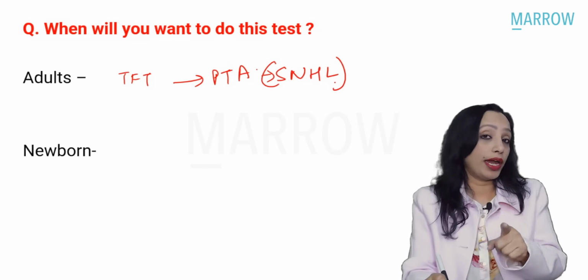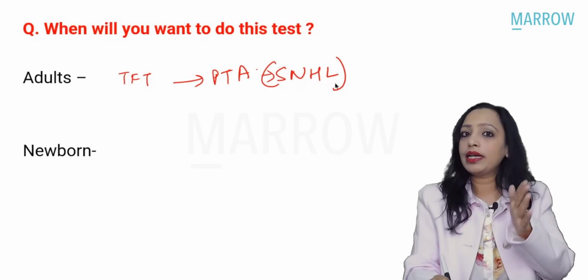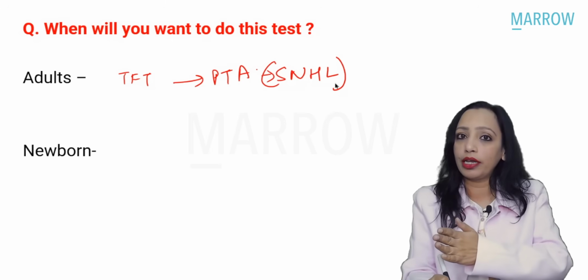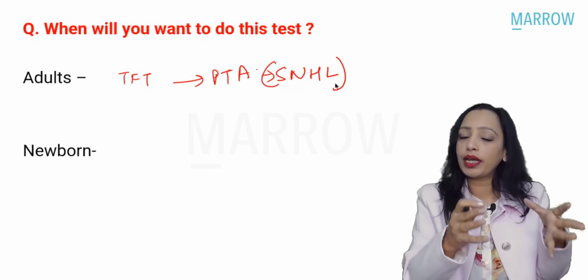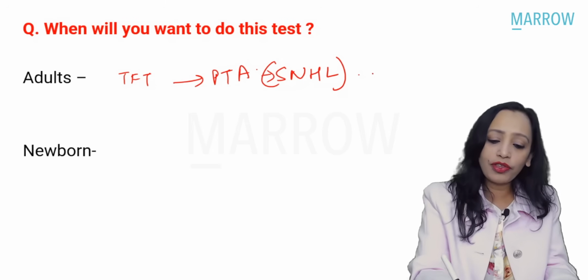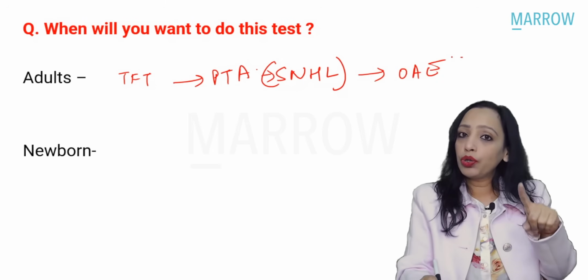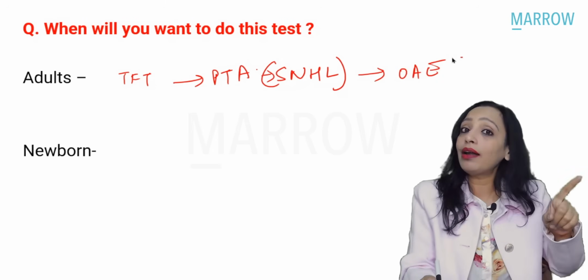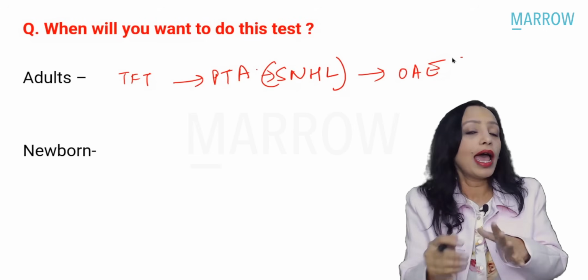Now you want to find out whether this hearing loss is sensory or neural, whether it is cochlear or retrocochlear. So now you go for the test which will differentiate whether it is a cochlear or a retrocochlear hearing loss. So one of them is otoacoustic emission, right? So you go for otoacoustic emission in adults only when the pure tone audiometry has shown that there is a sensorineural hearing loss and we want to differentiate.